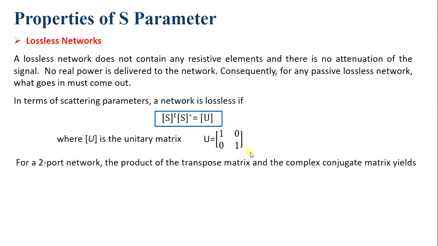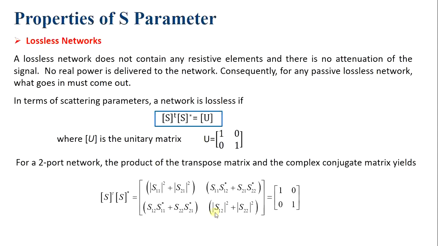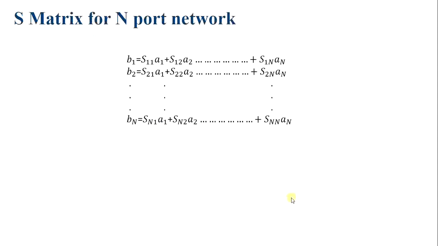which has the diagonal elements 1. For a two-port network, the product of the transpose matrix and the complex conjugate matrix yields these equations. So mod of S11 squared plus mod of S21 squared is equal to 1, which is called the unitary property, and S11 into S12 conjugate plus S21 into S22 conjugate is equal to 0. That is the orthogonal property of the S matrix.